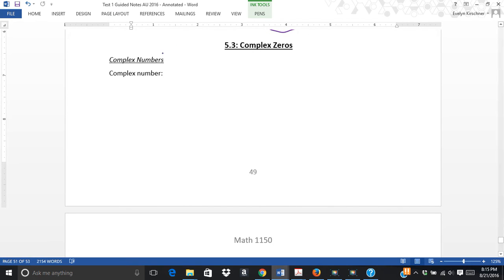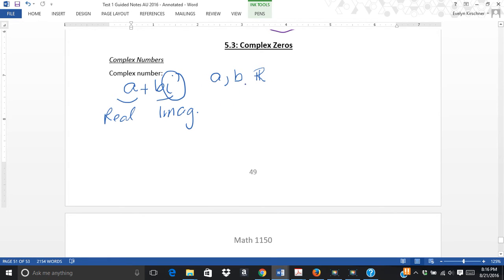So what is a complex number? A complex number is a number that we can write like this, a plus bi. It has two parts. It has a real part and it has an imaginary part. And the imaginary part is indicated by the i. Because it has a real part and an imaginary part, a and b are real numbers.